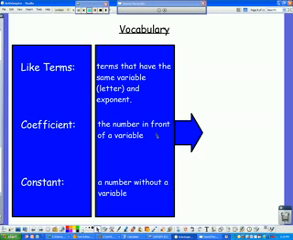So if I gave you the example of 3x and 5x squared y, the 3 and the 5 are the coefficients. And a constant is just a number without a variable.